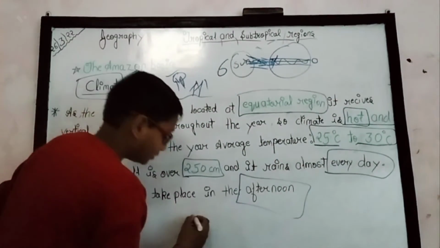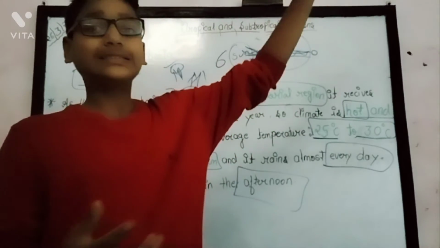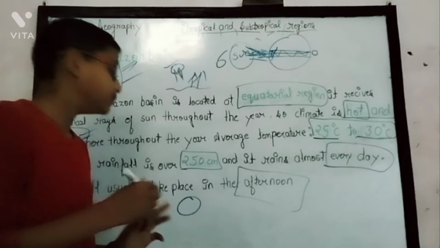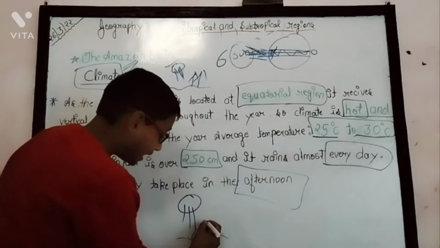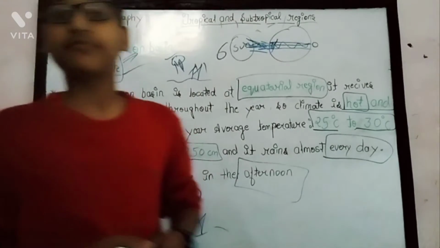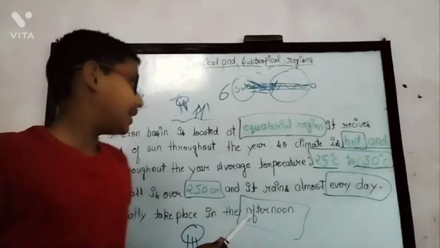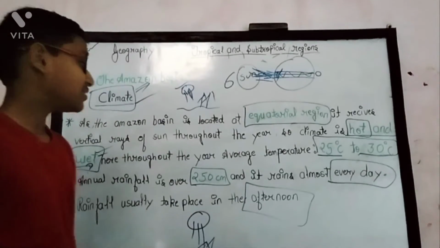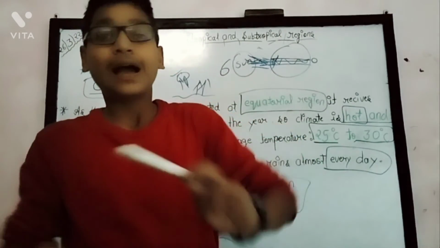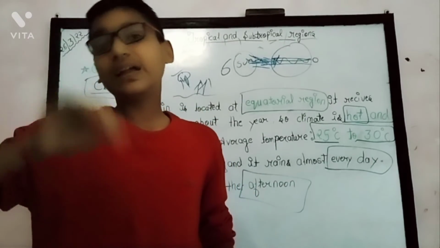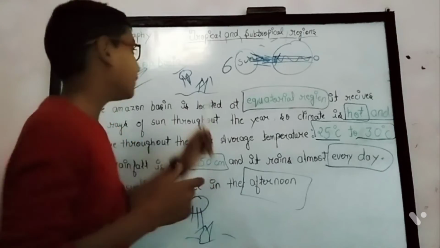I will explain that in the afternoon the sun's heat is very high, so water will evaporate fast. If the water evaporates fast, the clouds will form fast and the rainfall will come fast. This is why rainfall takes place in the afternoon, not in the morning. So I hope you understand the climate of the Amazon Basin.